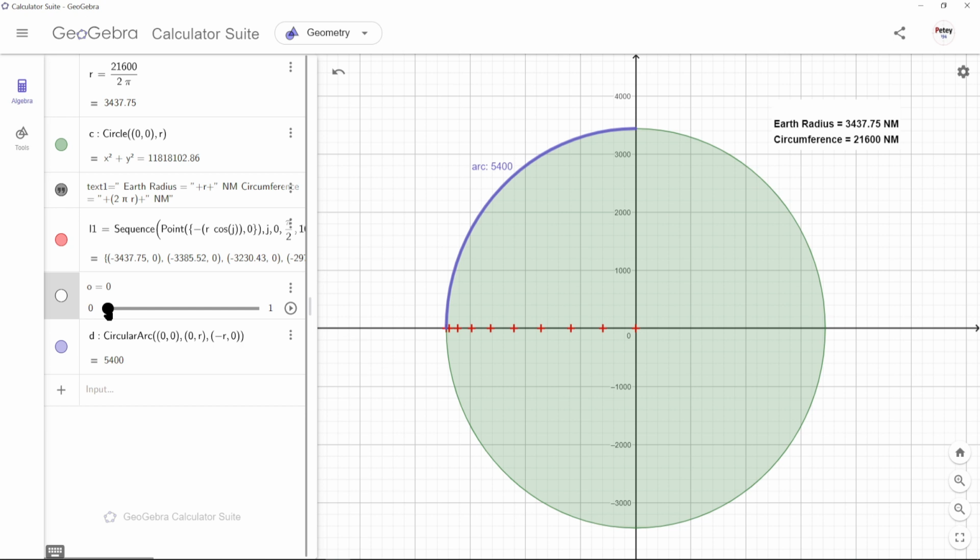5,400 nautical miles spanning 90 degrees of arc cannot also have a radius of 5,400. That's a complete impossibility, Flatzoid. And you're conning your viewers trying to make them think that.